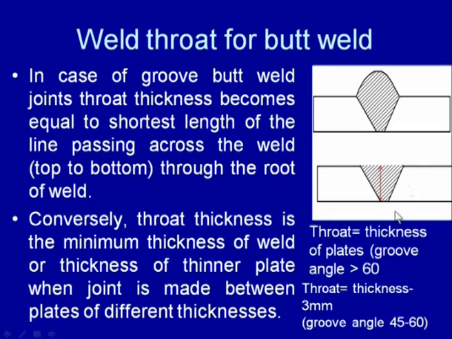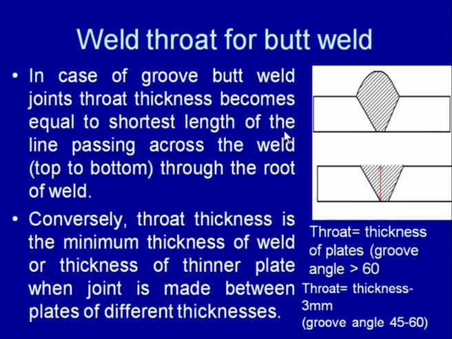So, for the groove butt weld which is having the groove angle greater than 60 degree, normally throat thickness is considered as the thickness of the plate, while for the situations where groove angle is between 50 to 60, throat thickness is taken as thickness of the plate minus 3 mm. This is how the throat thickness for the groove butt weld is obtained. So, mostly in case of the groove butt weld, throat thickness of the weld becomes equal to the thickness of the thinner plate.